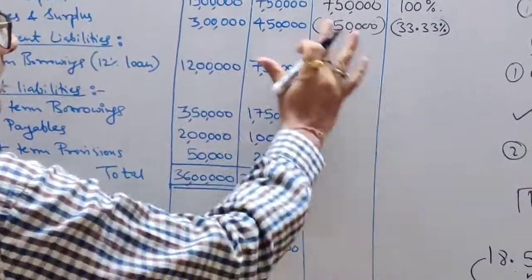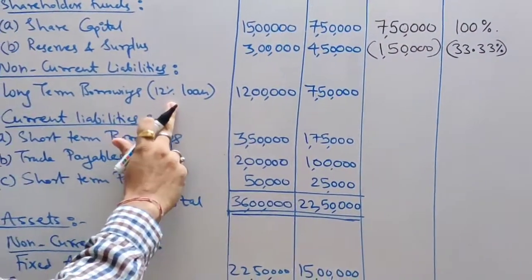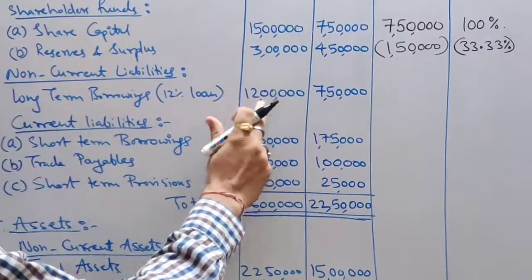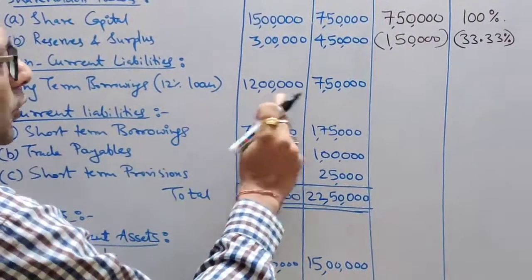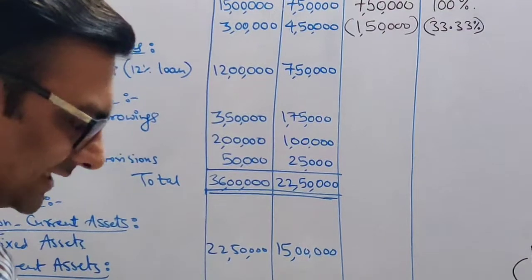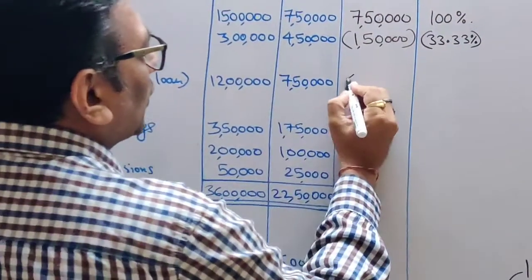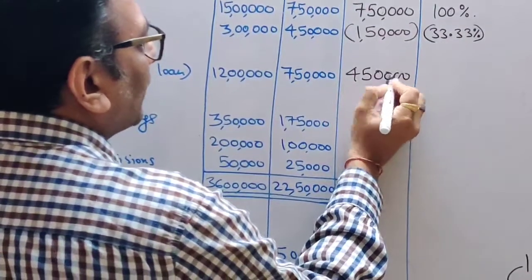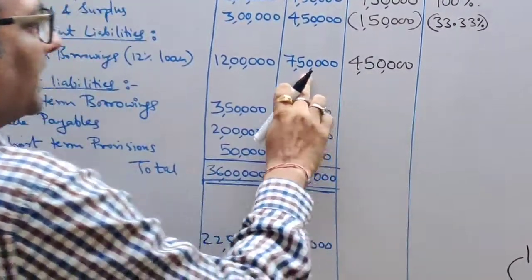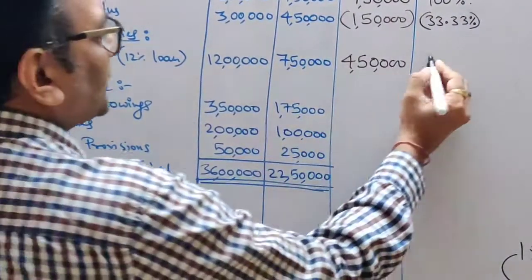Now coming back to the question. Last year a company was having a loan of 7,50,000. This year it is 12 lakh loan. So your loan amount is increasing. By what amount? Minus it: 12 lakh minus 7,50,000. Loan is increasing by 4,50,000. Now to get the percentage, this number is divided by the base year. 60%.